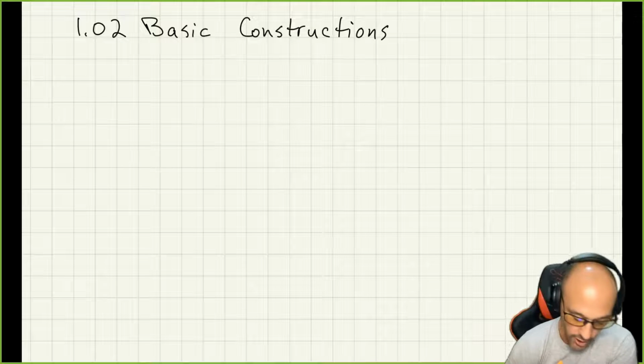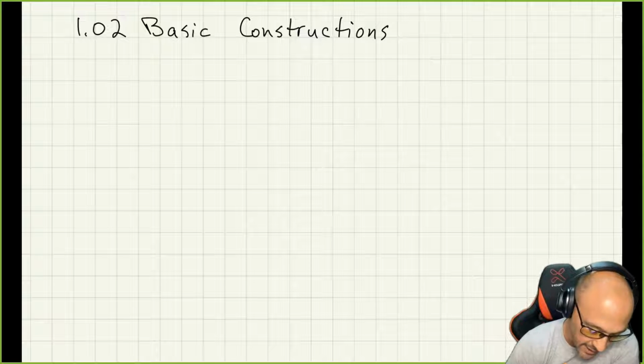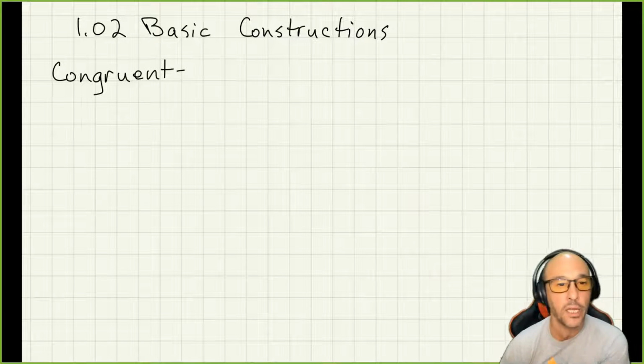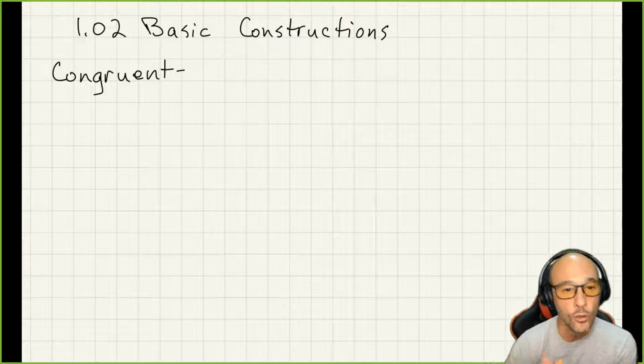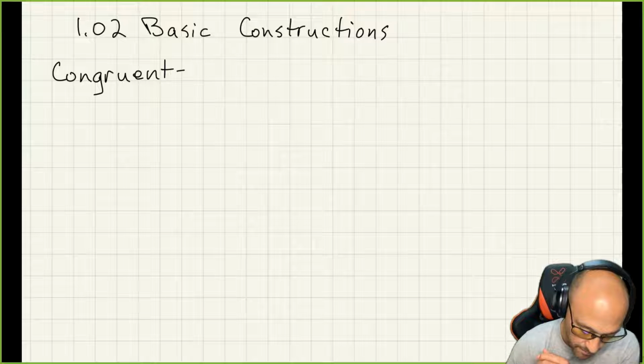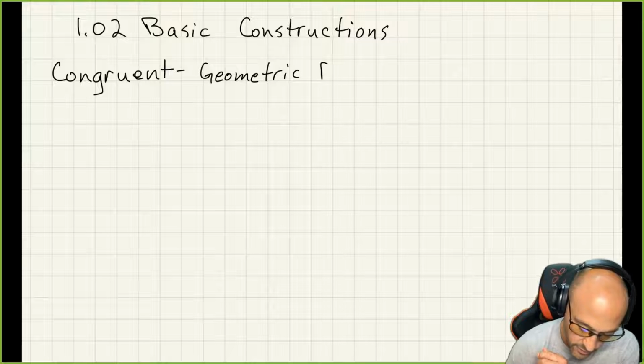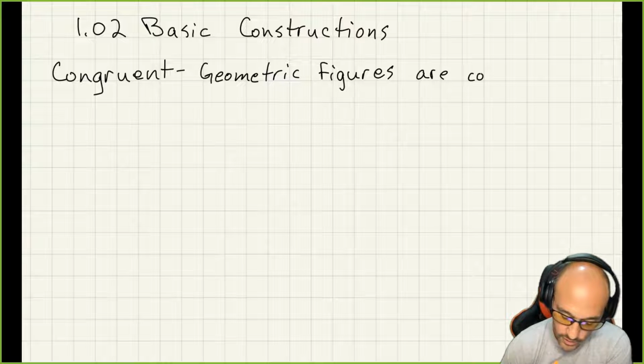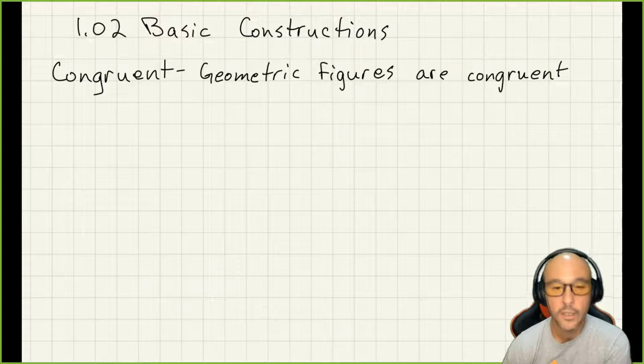So when we're making constructions, one of the first things we're really looking at is this notion of congruence. And what does it mean to be congruent? Well, two geometric figures are congruent. So this is the definition of congruent.